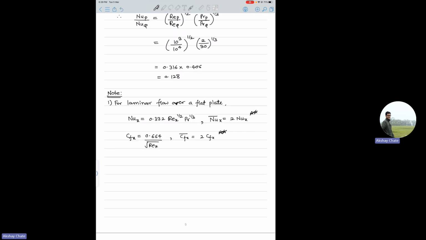These themselves are some competitive exam questions. They directly ask you, for laminar flow over a flat plate, what is the average Nusselt number as compared to the local Nusselt number. So average divided by local, something like that they'll ask. And in case of mass transfer, you just replace Nusselt with Sherwood number and Prandtl number with Schmidt number, and these correlations remain the same.